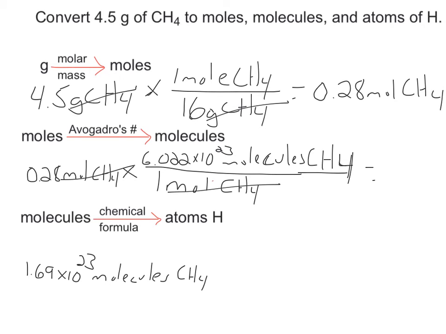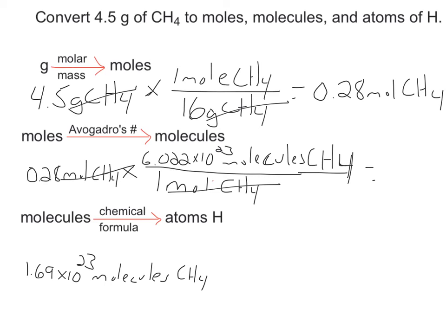Now, in the last part of this question, if we were converting 4.5 grams to atoms of hydrogen, then we need to go through each step. We first convert grams to moles, moles to molecules. Now we can convert molecules to atoms. You can't skip one of these steps to go from grams to atoms. Okay, we have to go through the 3 different steps.